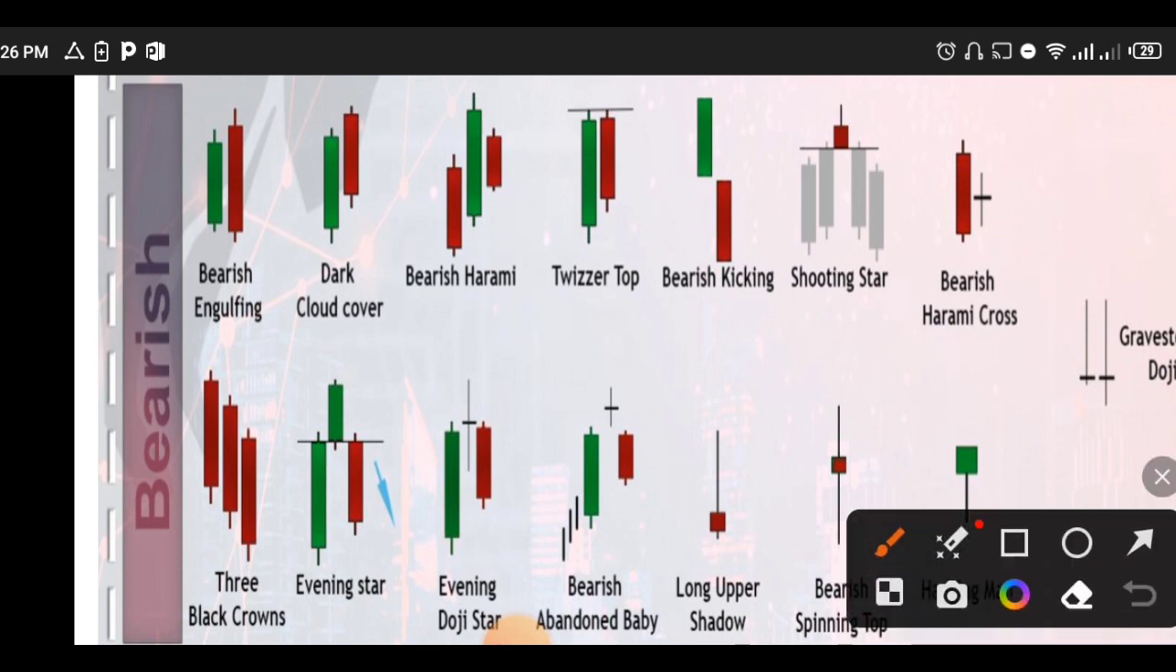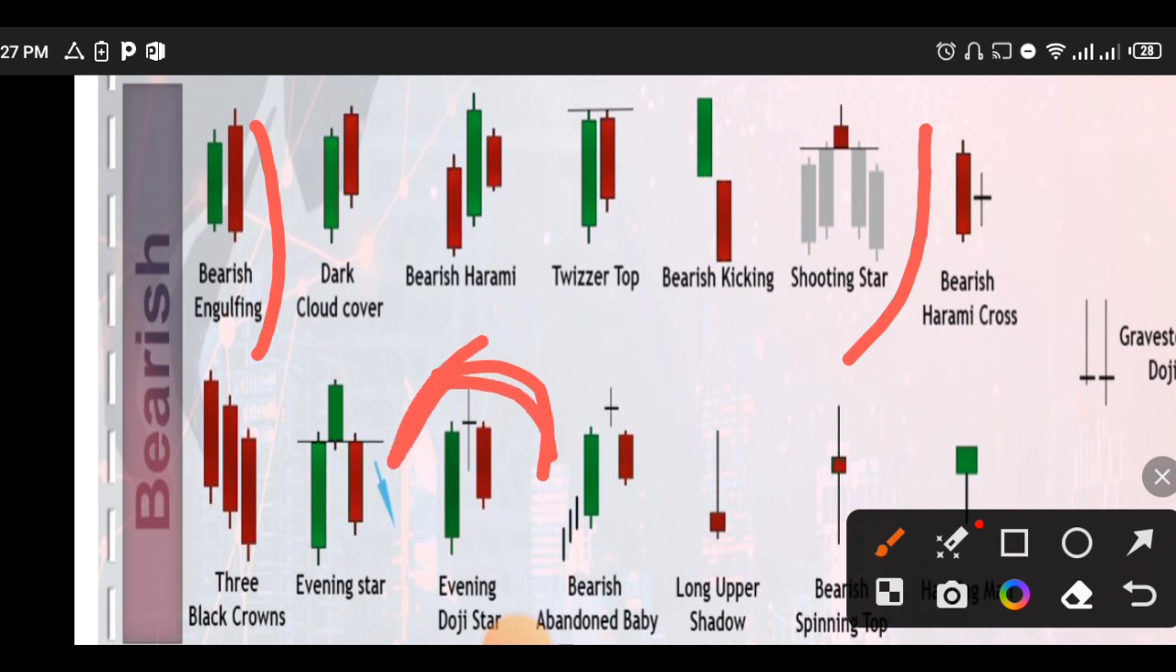For my bearish setup, the candlestick pattern I use, first of all, is this one. It's very powerful for me: bearish engulfing. Then I can use this shooting star. I use shooting star most times, but bearish engulfing is the best for me. Then I can use this evening doji star. Evening doji star is what I use for my entry.